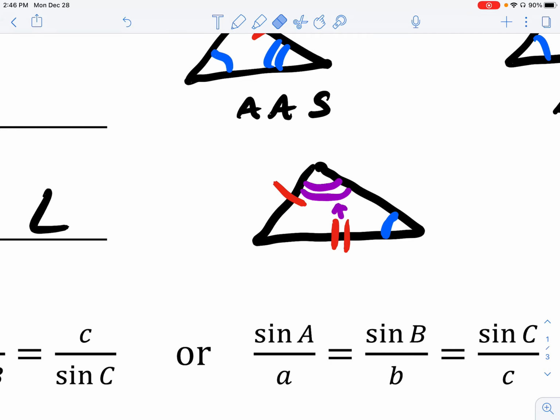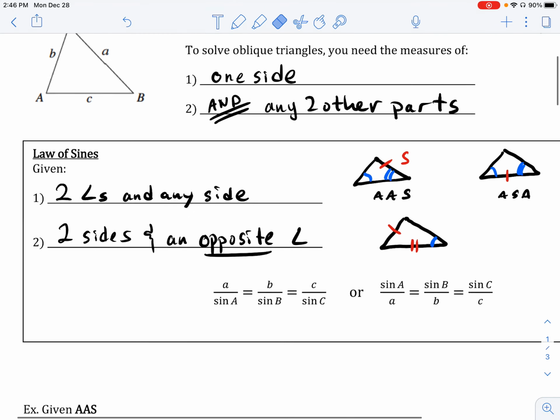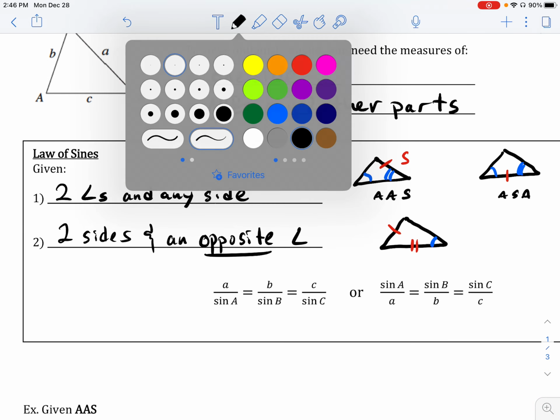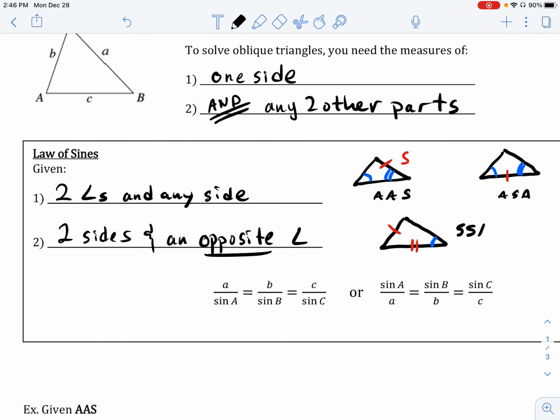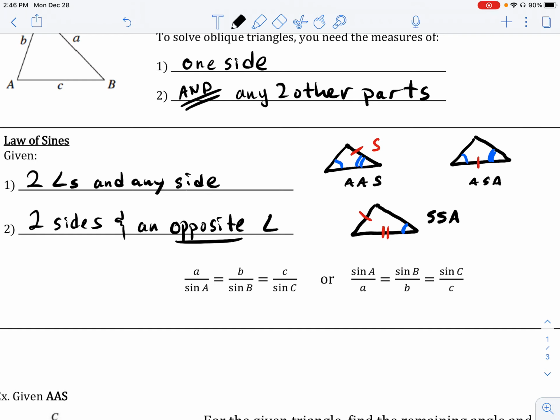So anytime we're given two sides and an opposite angle, we would call that an SSA case. And order doesn't really matter that much. So if you want to flip it around, you can kind of see where that's going. All right. So anytime we're given either an AAS, angle, angle, side, or an SSA case, then we're going to apply something called the law of sines.